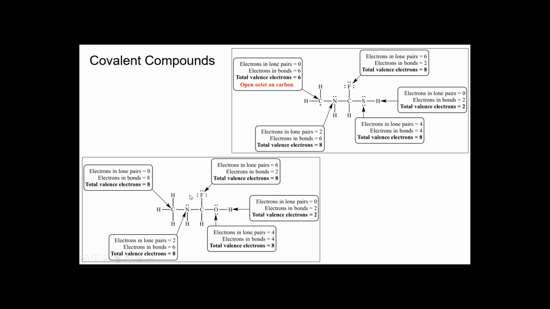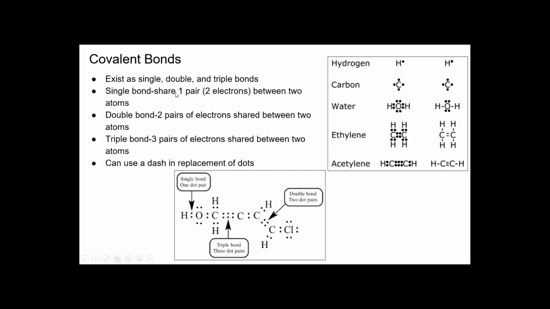Covalent compounds. This is just another visual, so you can remember that every compound should have 8, with the exception of hydrogen. Everything should have 8 around it. If it doesn't, then you're going to have to move some electrons around to create a double or triple bond, but you also have to make sure that that compound can actually handle a double or triple bond. Covalent compounds can exist as single bonds, double bonds, or triple bonds.